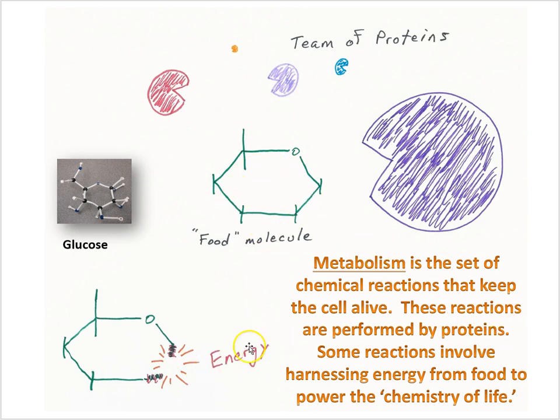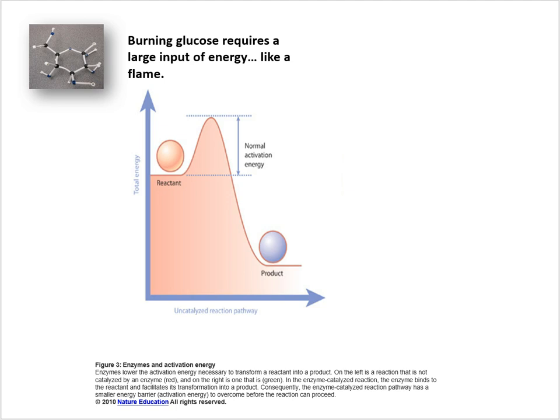And this energy, of course, is going to be used to power the chemistry of life. Now, to see the value of these proteins in doing the chemistry involved in getting energy out of food, we're going to use a little graph like this. We're going to show energy on the y-axis and the reaction time proceeding on the x-axis. And let's think about getting the energy of glucose by burning it.